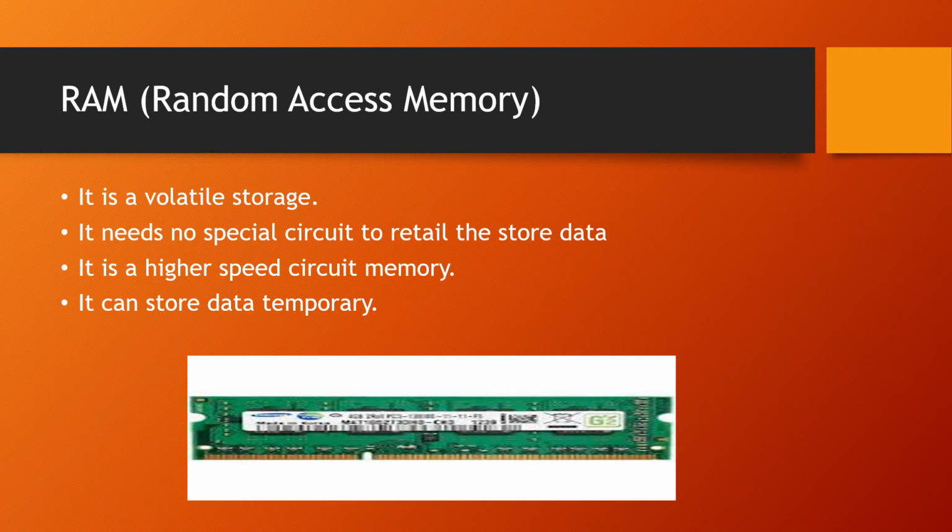Now first is RAM. RAM is a volatile storage. It needs no special circuit to retain the stored data. It is a higher speed circuit memory. It can store data temporarily. Data will be in your computer system only while your system is in running mode or until any technical fault occurs. That's why it is called a volatile device. It contains data only while your system is working.